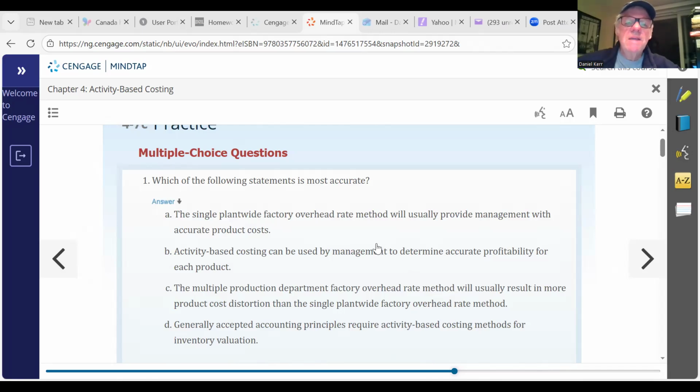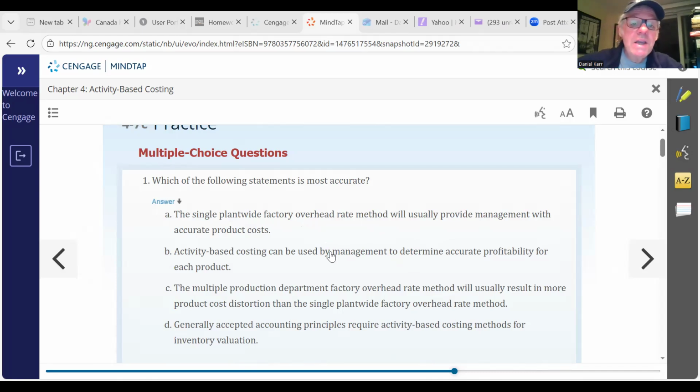So we're looking for the statement that is the most accurate. A: a single plant-wide factory overhead rate will usually provide management with accurate product costs. Now, we know that's not true based on our experience in class, where we ended up with an equal allocation. Then when we finally got to activity-based, we saw that the overhead allocation was quite different when we used activity-based. So A is not very good.